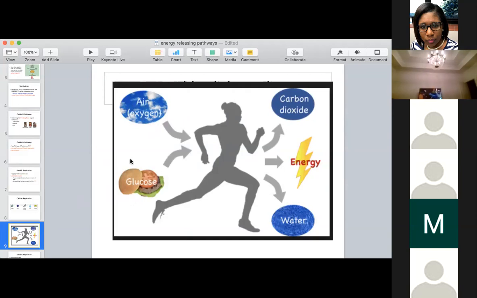We're consuming foods daily. Okay, those foods that we eat contain glucose. All right, those glucose molecules are going to be broken down, and the final products of cellular respiration are going to be carbon dioxide, water, and this release of energy into the body.